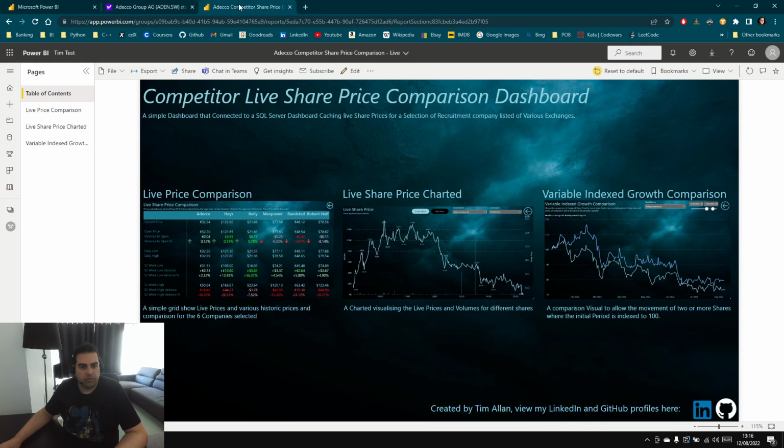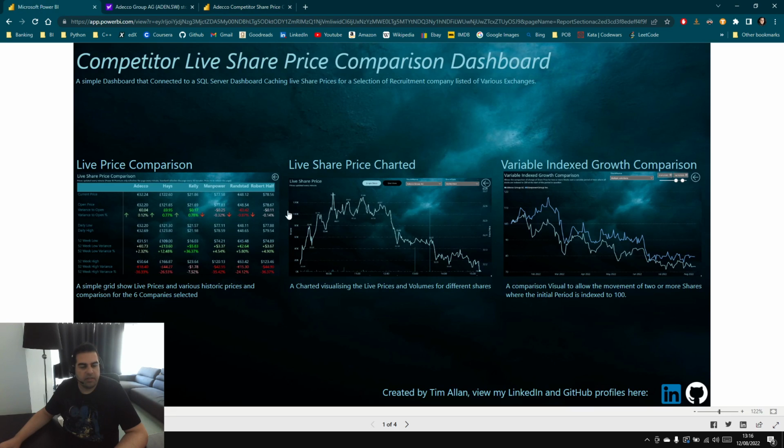Firstly, it might look a bit different to the usual Power BI you're used to. You might be used to seeing something that looks like this, where you've got your page navigator on your left and your workspace navigator here. This is because I've published this particular dashboard to the web so that everyone can look at it without needing to add them to security or anything like that.